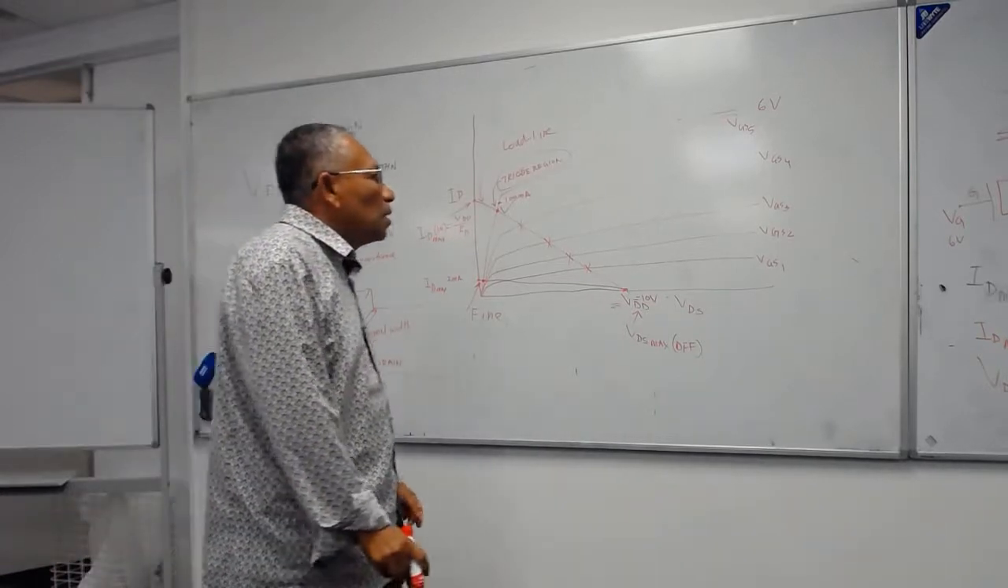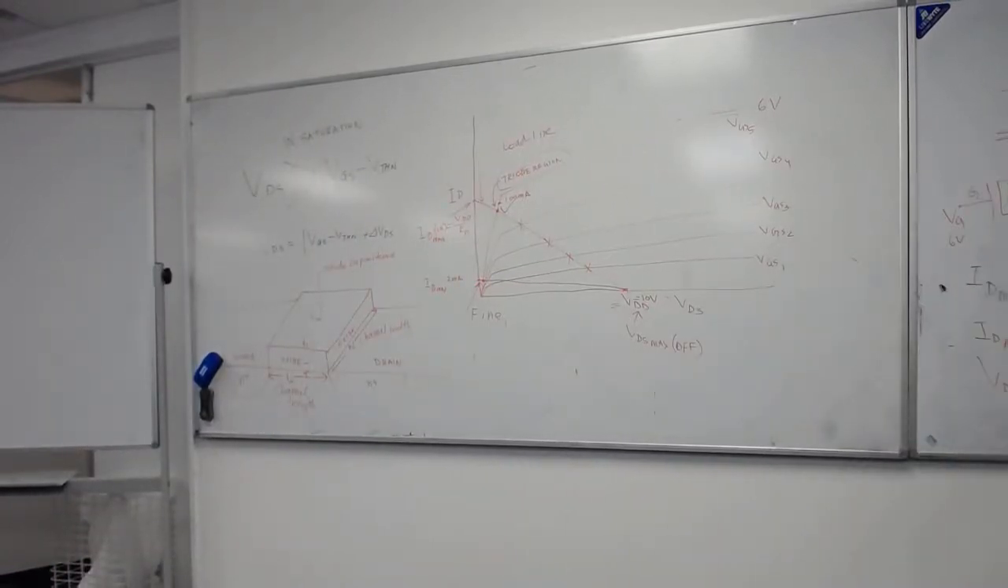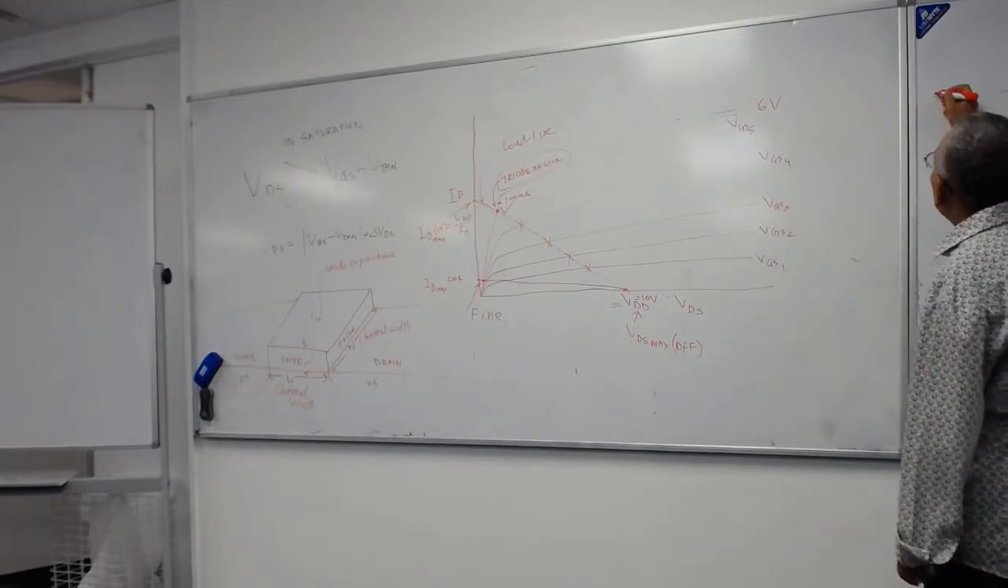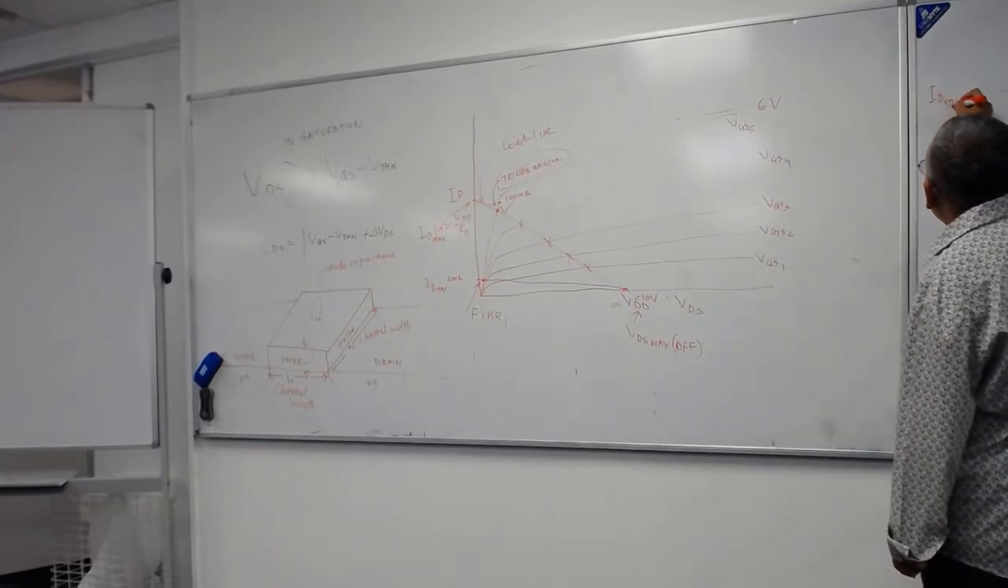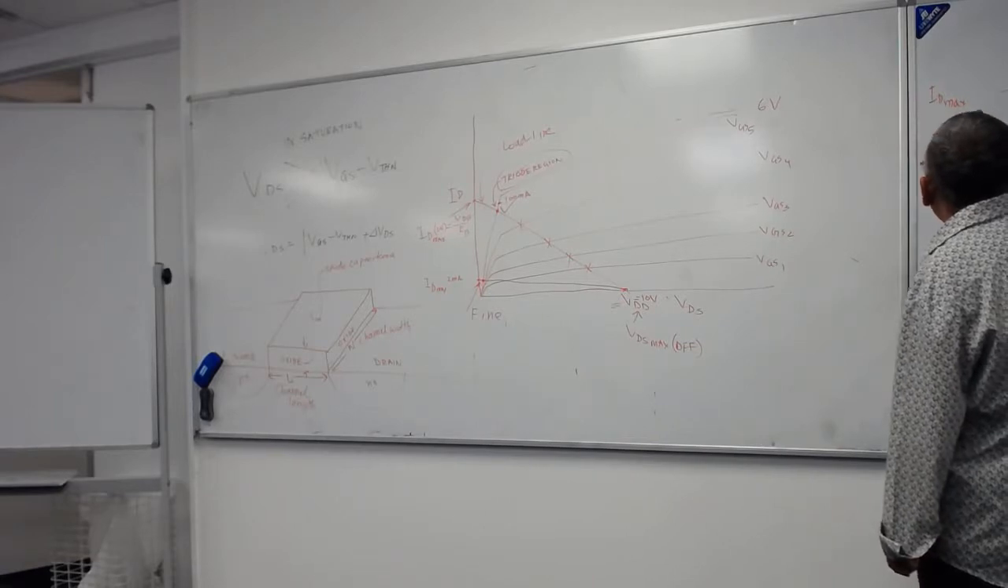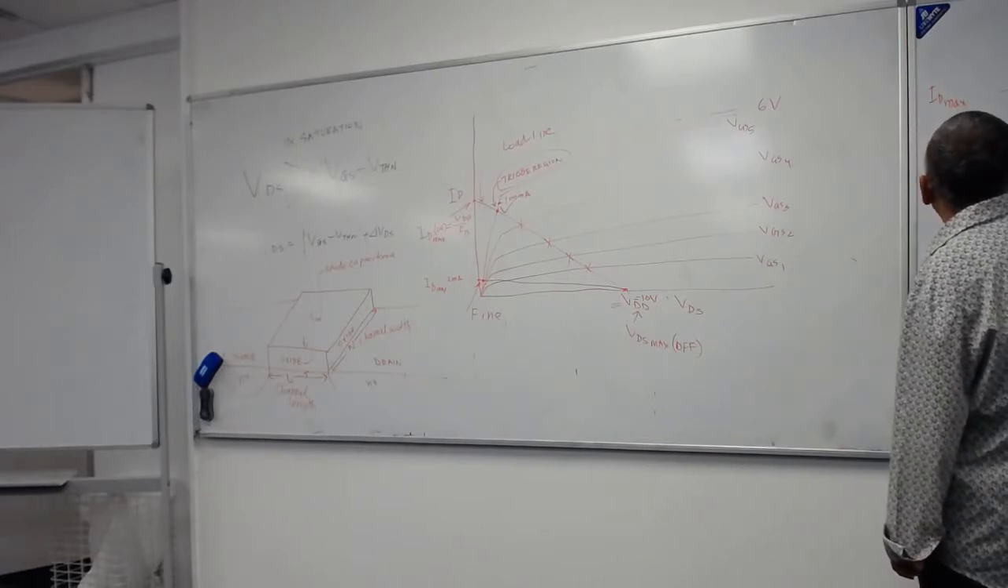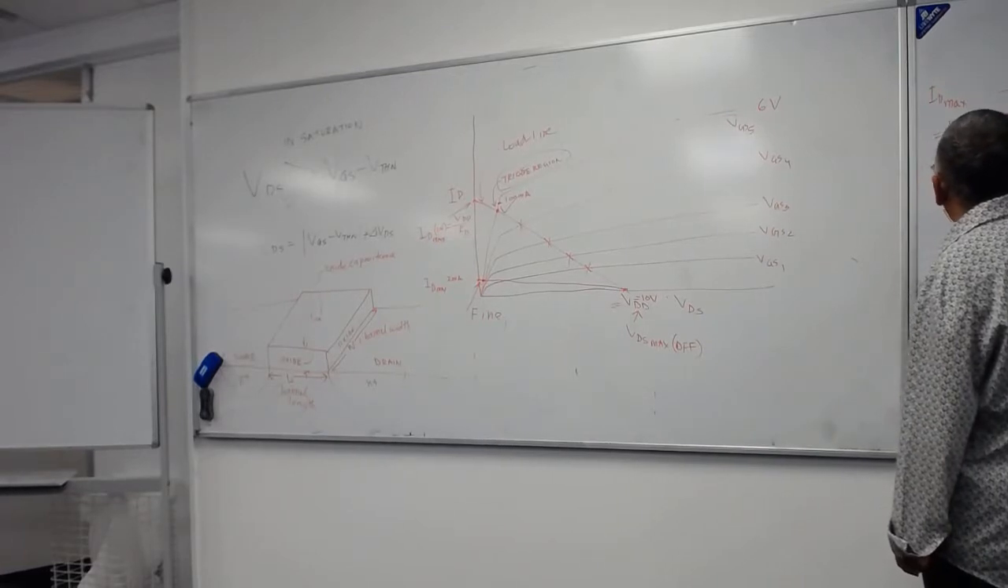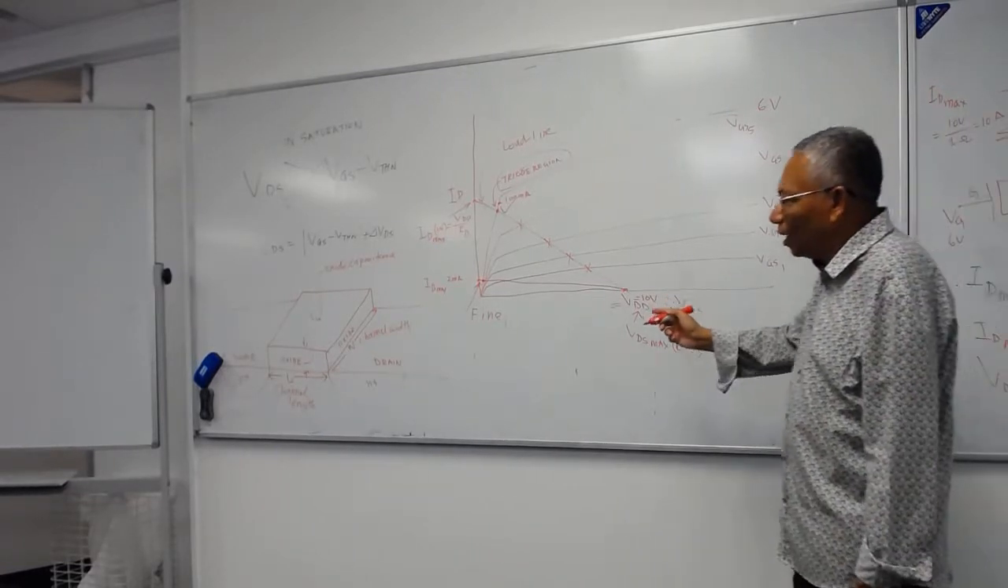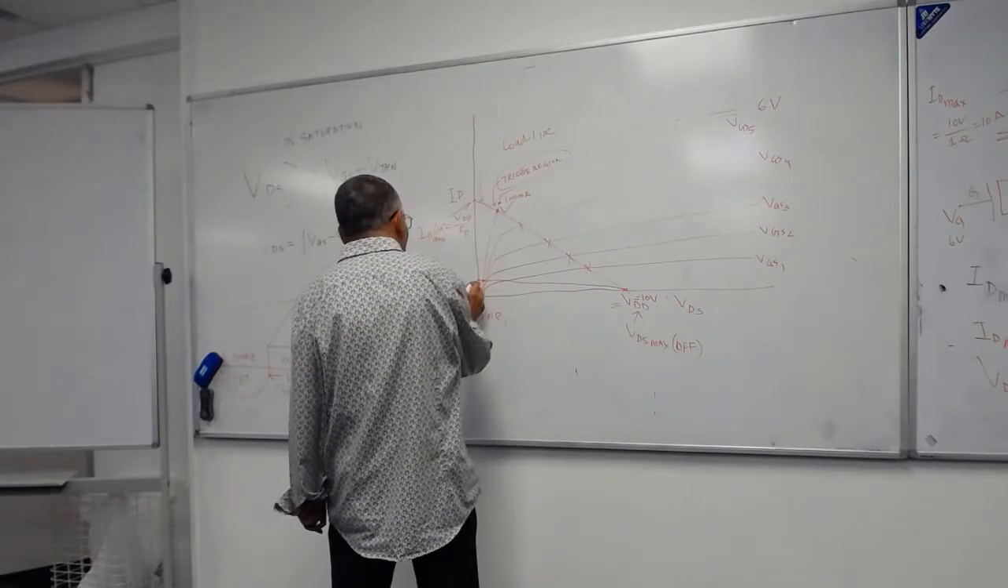If you had made this 5 kilo ohm into 1 ohm, how much is the current? ID max equal to how much? 10 volt divided by 1 ohm equals 10 ampere. Okay. So now 10 ampere will be here. So this is your 2 milliampere.